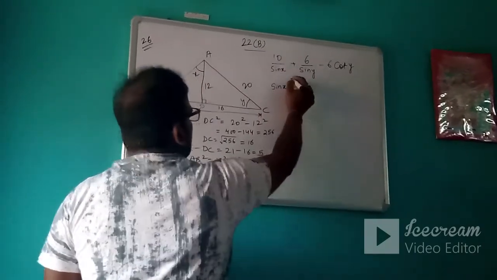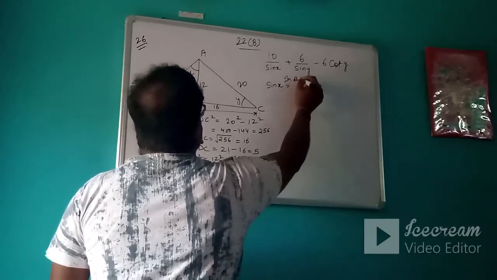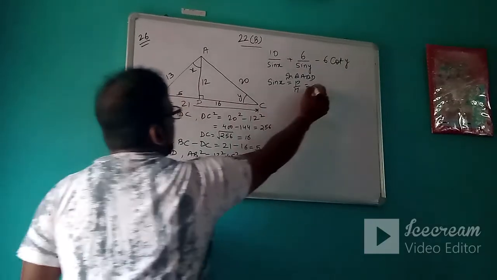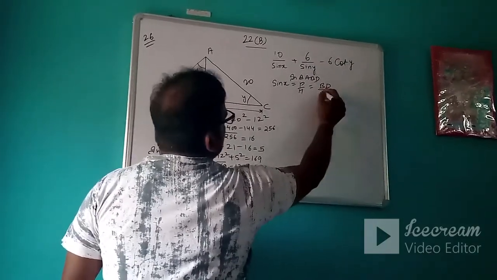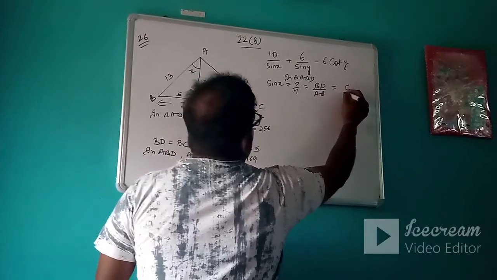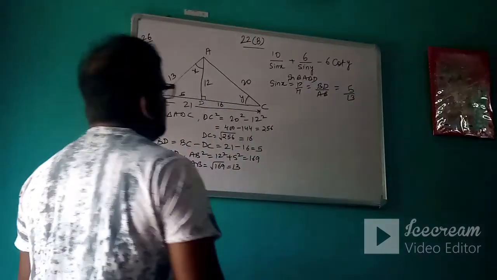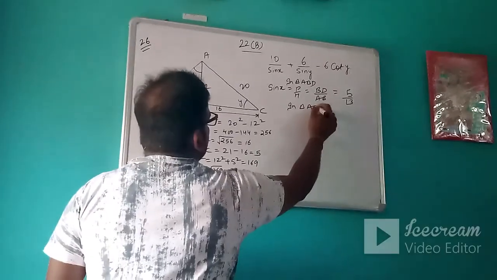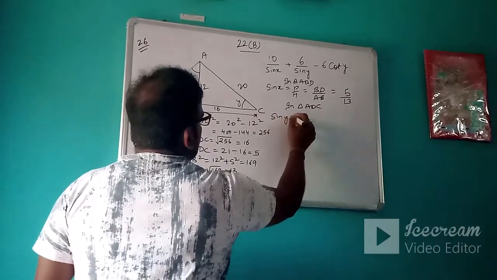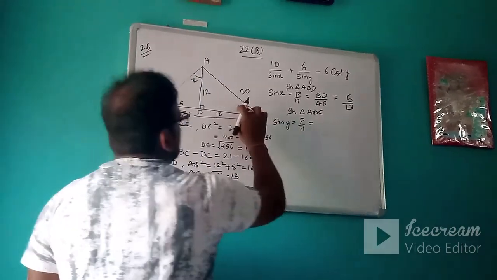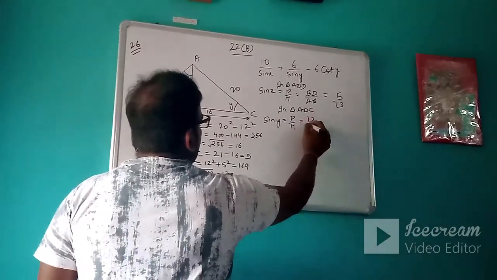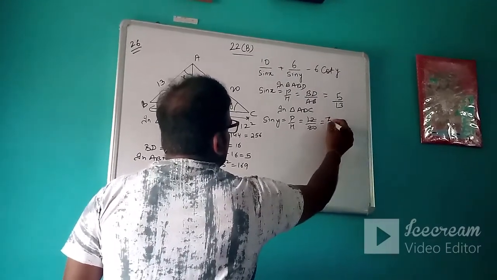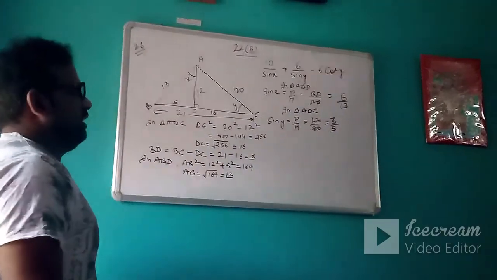So we will calculate the value of sin x, and x lies in triangle ABD. Sin x is P upon H. For x, what is perpendicular? BD. And what is H? H is AB. So it is 5 upon 13. Then what we have to calculate? Sin y. Sin y we will get in triangle ADC. Sin y is equal to again P upon H. For this y, what is perpendicular? 12. And what is hypotenuse? 20. So this is our sin y.